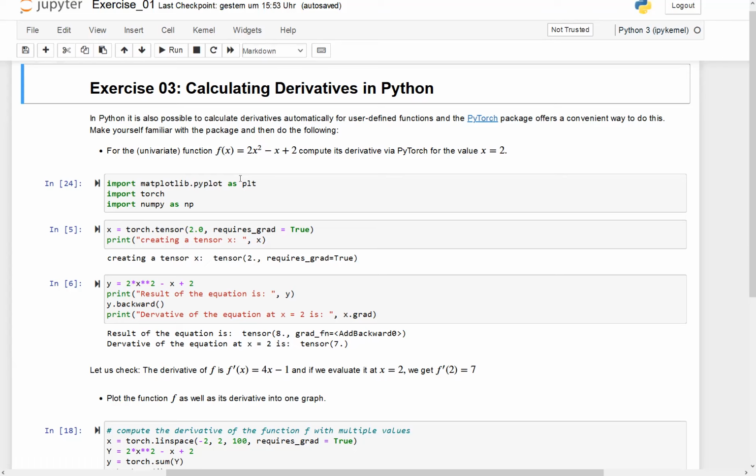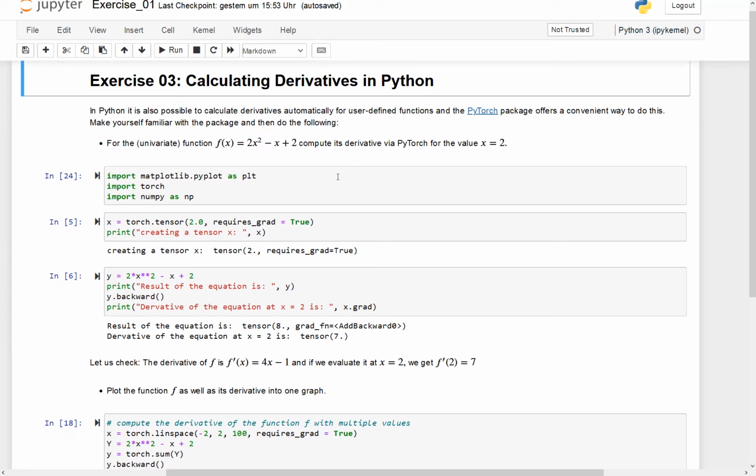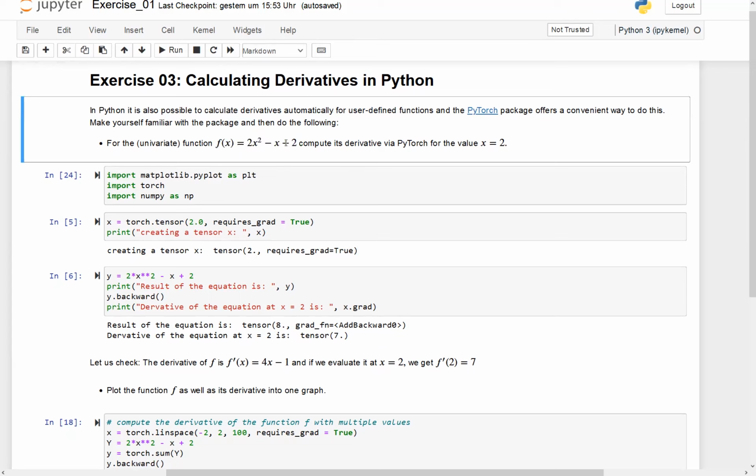So what we want to do is get familiar with this PyTorch package. We could also do this in NumPy actually, but PyTorch gives us a quite convenient way to do this. What we want to do is look at this univariate function f of x and compute its derivative evaluated at some value x equal to.